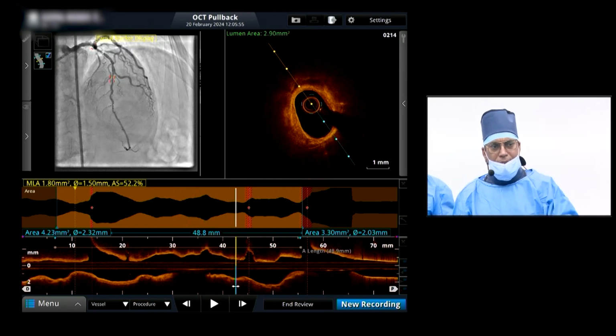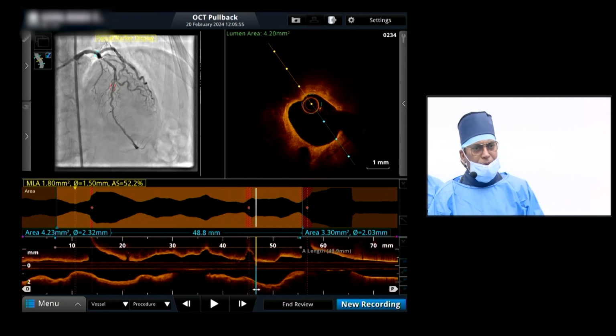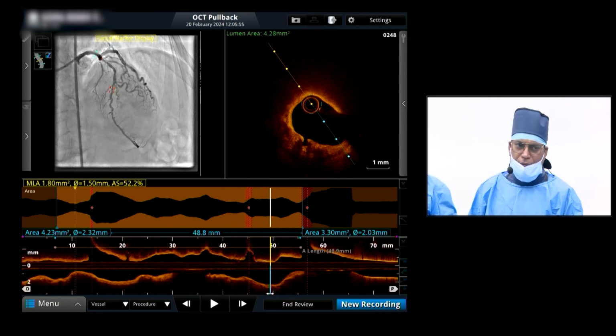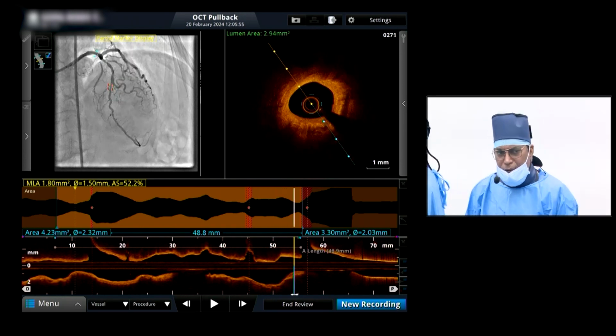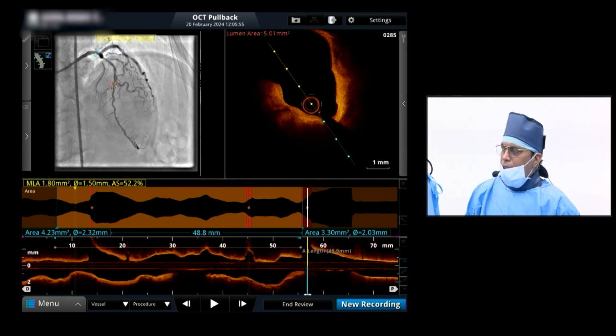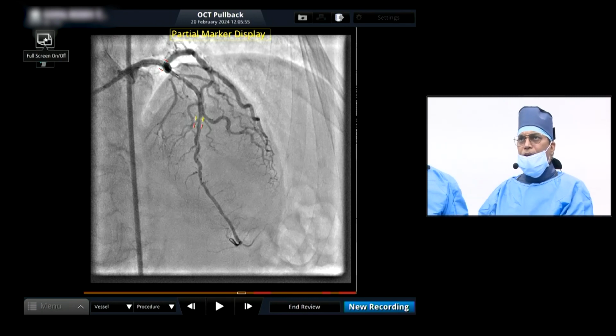Yeah, there is thick calcium. So we'll take 48 mm. We'll do the plaque modification using orbital atherectomy. But if you take 48 mm, you are not going to cover the LMCA. What we are doing, we have already acquired the imaging.